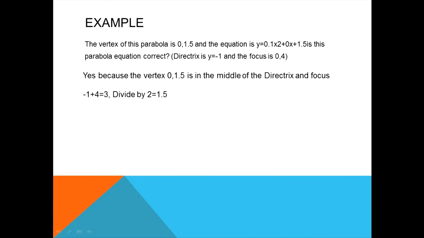Yes, because the vertex (0, 1.5) is in the middle of the directrix and focus. -1 plus 4 equals 3. I'm doing this because the directrix is -1, and we had to add 4 from the focus because those are both the y's. And we found 3, and we had to divide 3 by 2, which equals 1.5, and that's the midsection, which is our vertex 1.5.